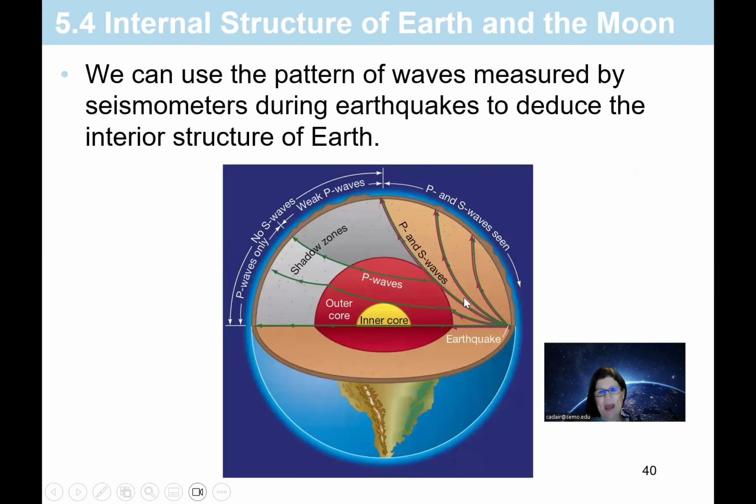So we can look at what happens when there's an earthquake and other places are registering it, and we can infer different things about the core. An earthquake occurs here and travels through the Earth and it's measured here, and we see P waves and S waves. It's measured here, we see P waves and S waves. Here we only see weak P waves and no S waves. And over here, we only have P waves. This is how we know that there is a solid inner core and a liquid outer core. I hope I said that right.